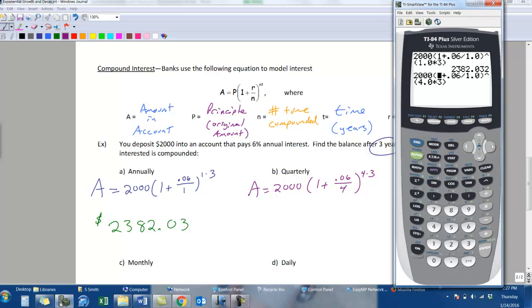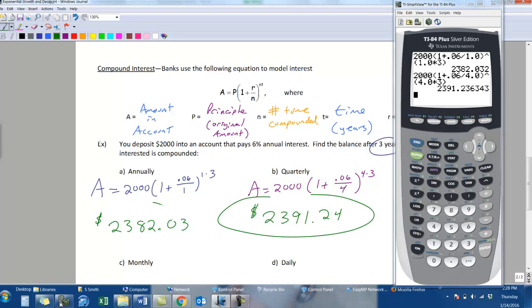That first one, leave that guy alone, right? But the 0.06 divided by 4. There we go. Press enter, and hopefully y'all got $2,391.24. Huh, how about that? Same amount of money, same amount of time, same interest, but we got a little bit more money.